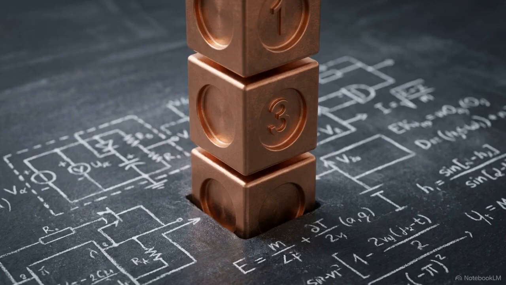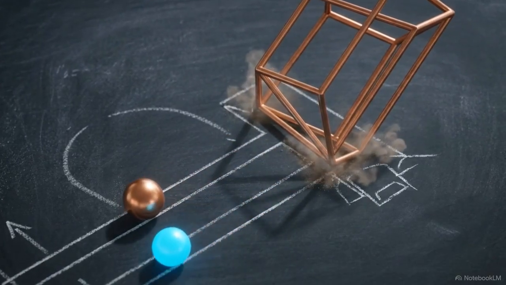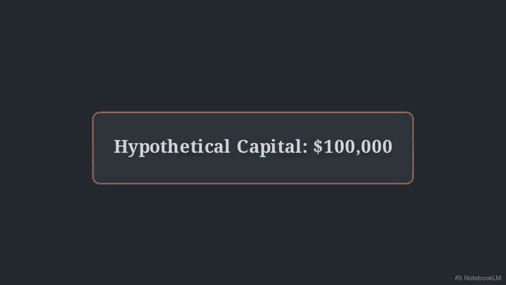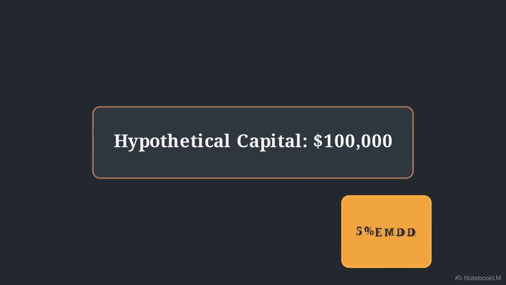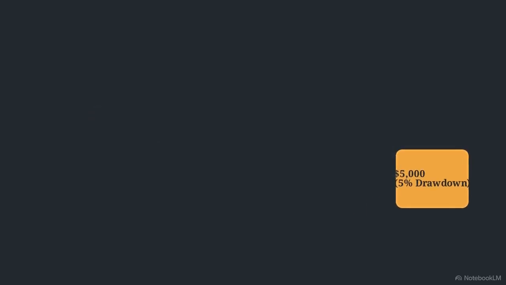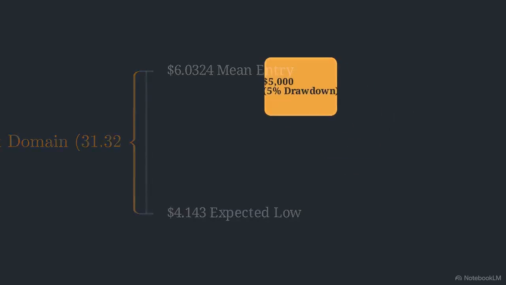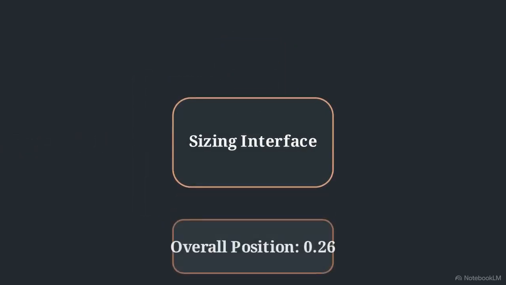coefficient of 3. These fixed mathematical parameters lay down an objective framework, leaving time and price as the only active variables. Based on a hypothetical capital base of $100,000, the risk profile targets a 5% expected maximum drawdown, or $5,000, with an expected low price recorded at $4.143. This data visual outlines the position sizing mechanics.